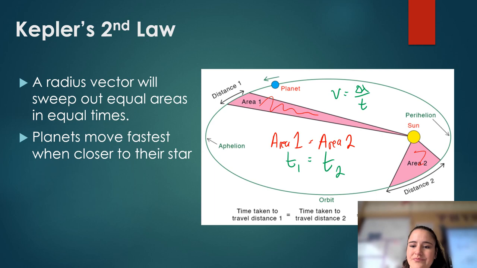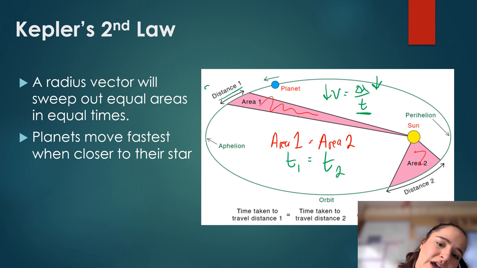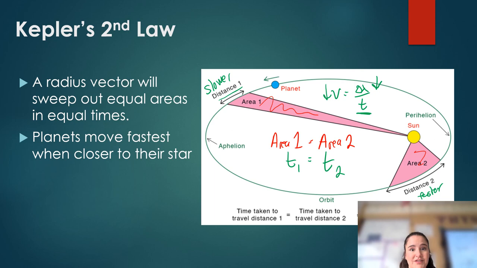So since this distance is lower, and we want those times to be equal, if you have a lower amount of distance, you can go slower. So planets move slower when they are farther from their star. That is the effect of Kepler's second law. Okay, when an object is closer to its sun, it is going to be moving faster.